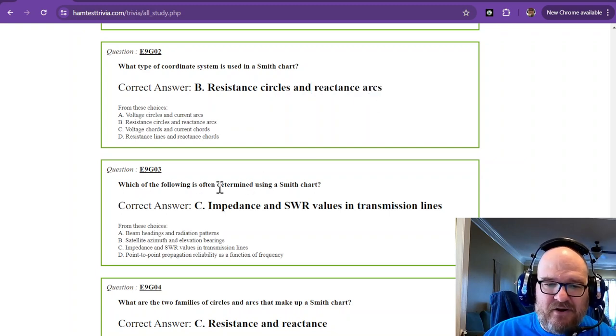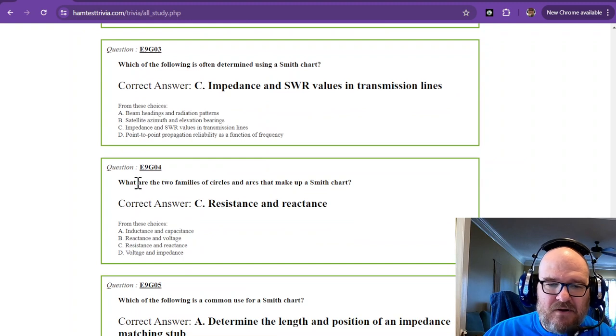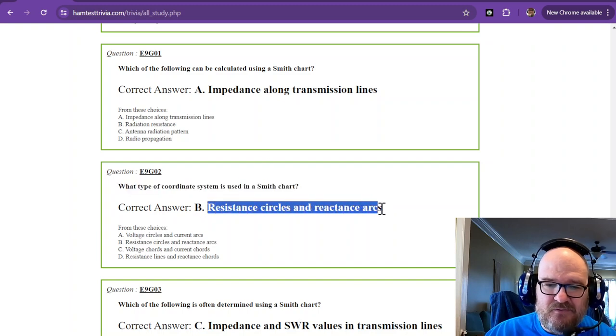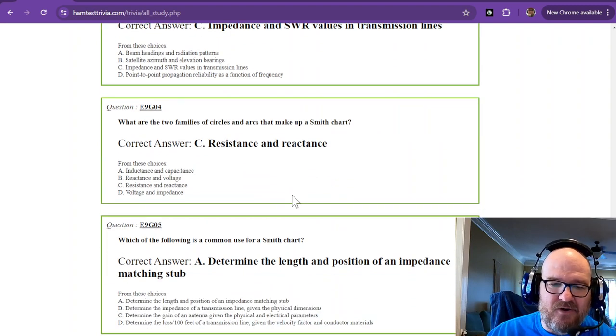Which of the following is often determined using a Smith chart? That can be the impedance and SWR values in transmission lines. So a lot of this is about transmission lines. What are the two families of circles and arcs that make up a Smith chart? Resistance and reactance. So that goes back to right here. Resistance circles, reactance arcs. Resistance is in circles, reactance is in arcs.